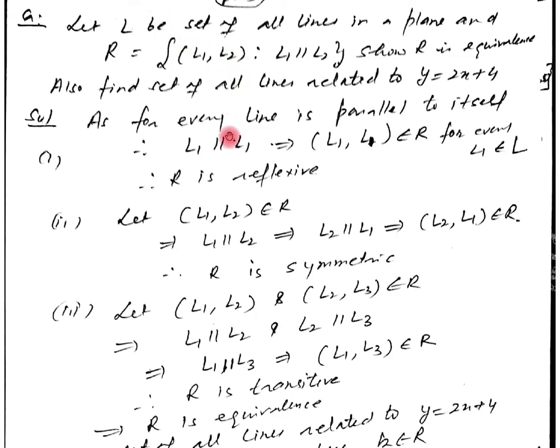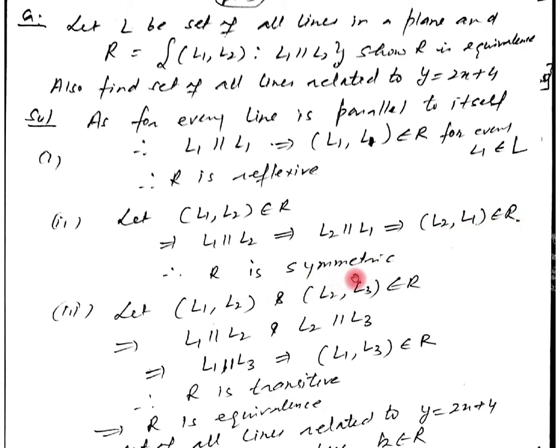Now as every line is parallel to itself, L1 parallel to L1 implies (L1, L1) belongs to R for every L1 belonging to L. Therefore R is reflexive, or you can simply write that every line is parallel to itself. So we can say R is reflexive. Second, we have to prove the symmetry. Let (L1, L2) belong to R. This implies L1 is parallel to L2. If L1 is parallel to L2, it implies L2 is parallel to L1. This implies (L2, L1) belongs to R.